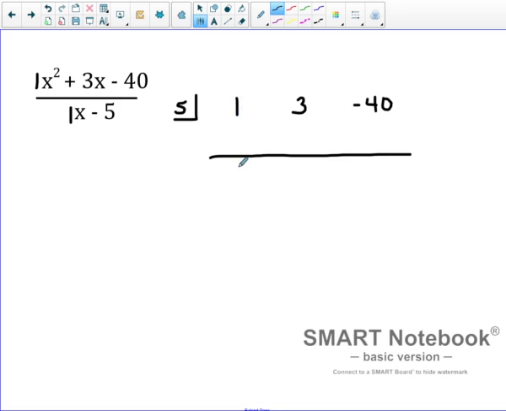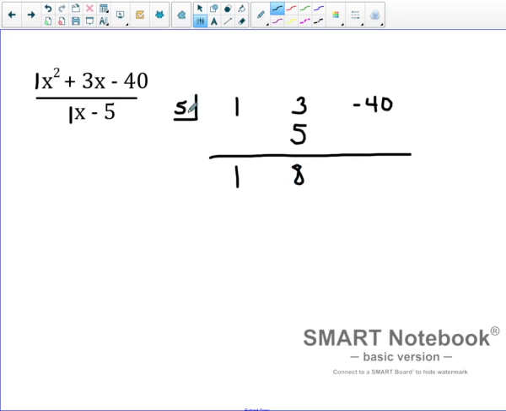We're going to take this first number and we're just going to bring it straight down. Okay, so that 1's just going to come straight down. And then we're going to take this number here and we're going to multiply it by this, right? So we're going to multiply 5 times 1 and we're going to put the result right up here. So 5 times 1 is 5. Put that there. And then I just simply add these two numbers together. 3 plus 5 is 8.